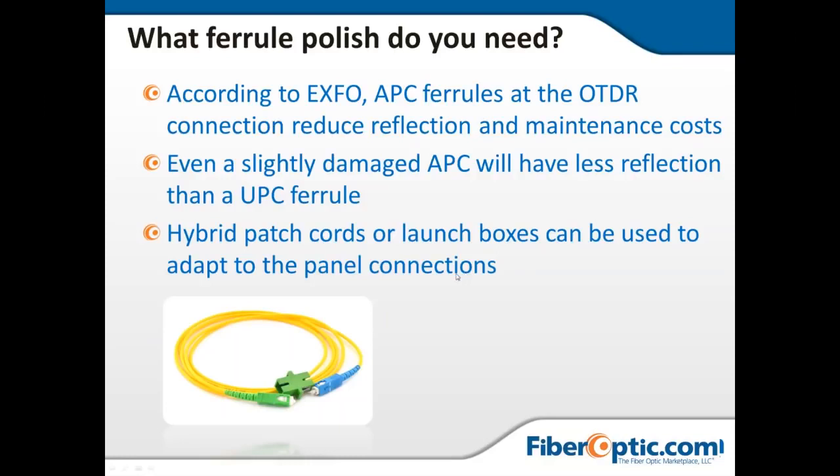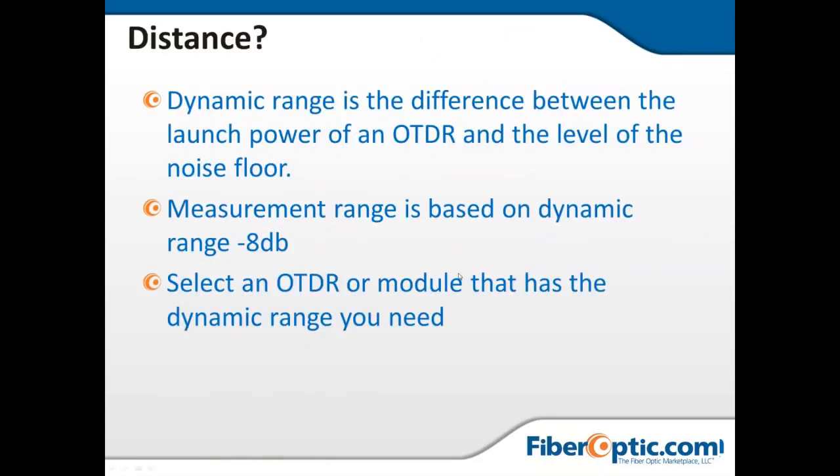You're not making a true contact at that point, so you're not going to get an accurate test if you haven't made sure you're mating appropriately. So make sure you have your hybrid patch cables in your box. Let's say your launch box is APC. Well, if you're mating up against a UPC, you're going to need another jumper to convert that over to make a good connection against the port that you're mating up against.